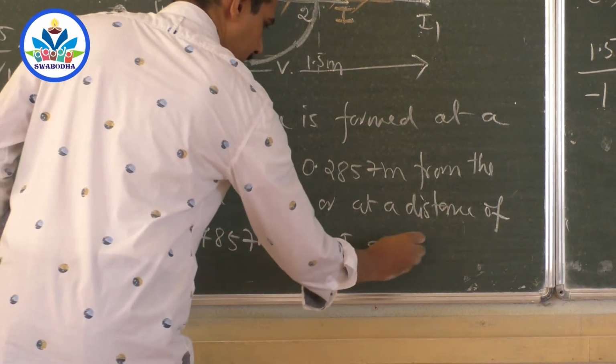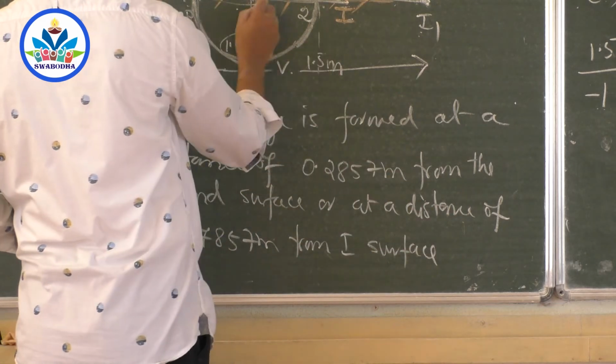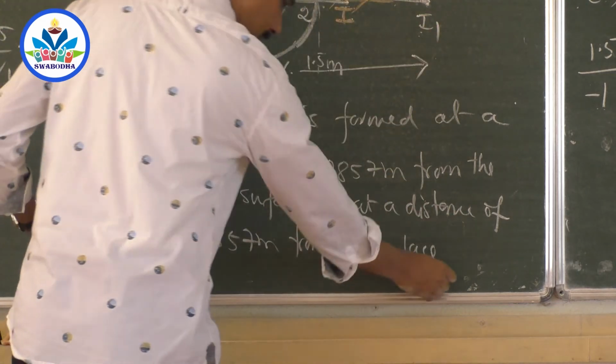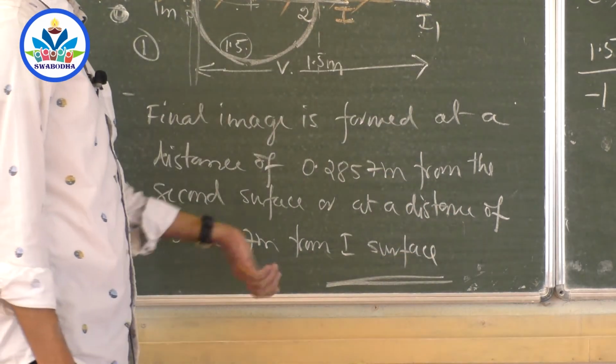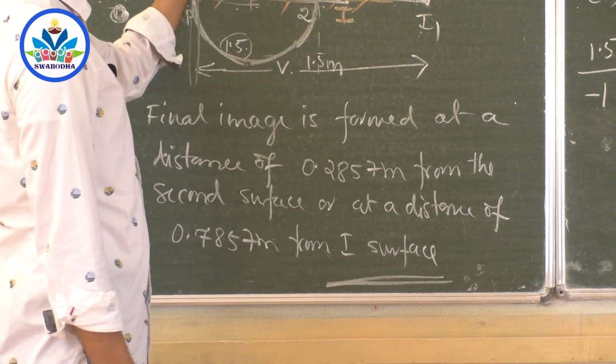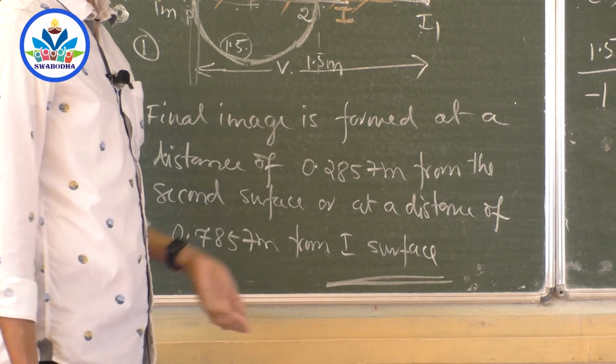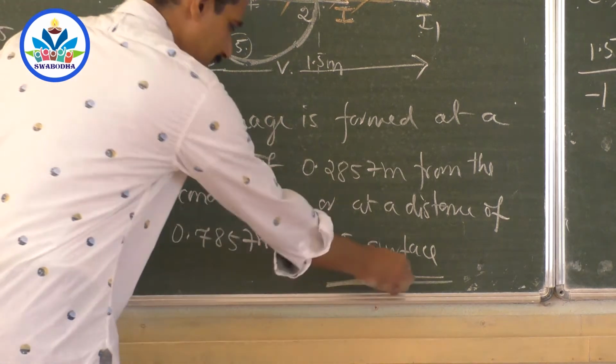Or you can write it from the center also. You can write it 0.25 plus 0.2857, anything. But you must know how to answer the question. If it is asked only what is the image position, that means you have to find the image distance from the first surface. This is the beauty of this problem.